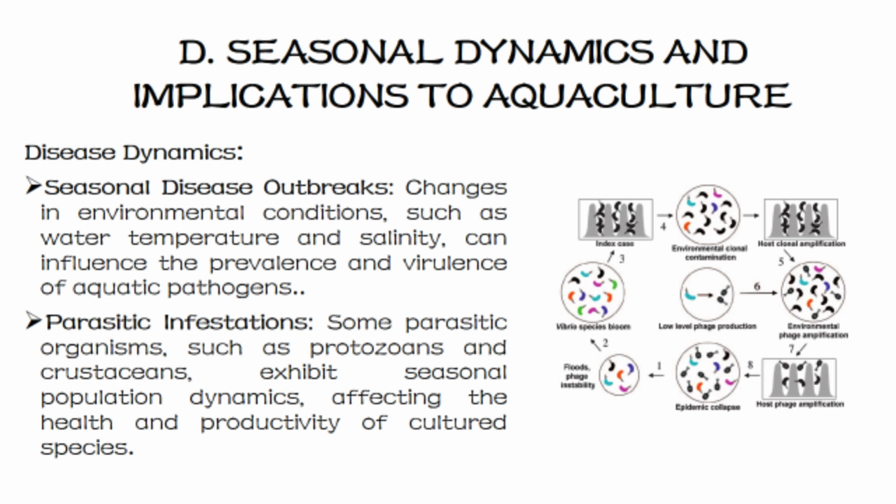Then we also have the parasitic infestation. Some parasitic organisms such as protozoans and crustaceans exhibit seasonal population dynamics affecting the health and productivity of cultured species. So the seasonal monitoring and treatment of parasites are essential for maintaining the aquaculture production.